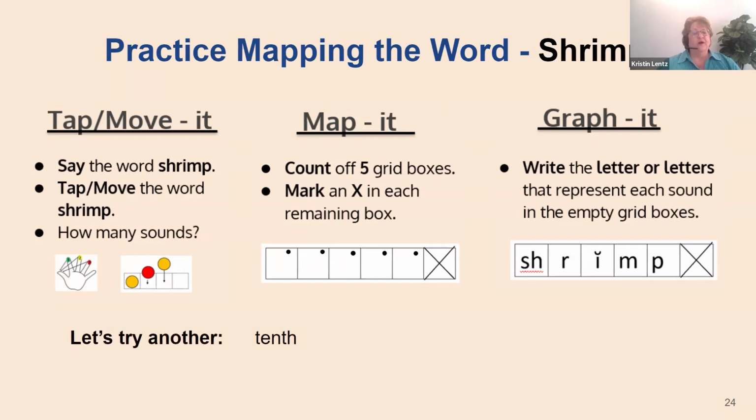You could also try some other words. So for example, the word tenth looks like this, all right? We have, again, another digraph blend, this time at the end of the word.